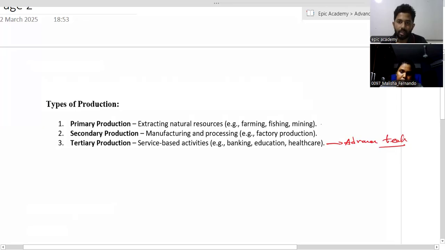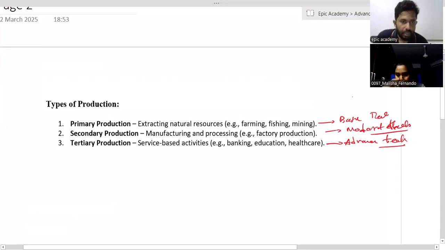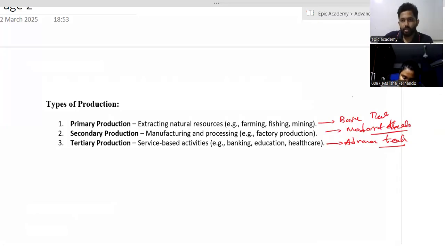Isn't it? Yes. In primary, basic technology. In secondary, moderate technology. So this is the difference between all those three major production types: basic technology, moderate technology, and advanced technology.